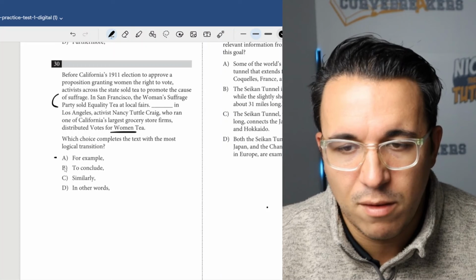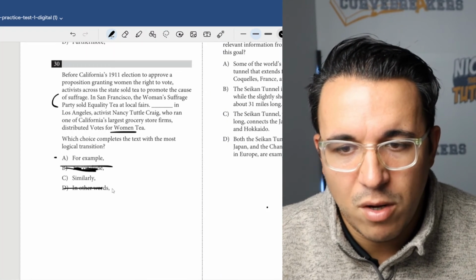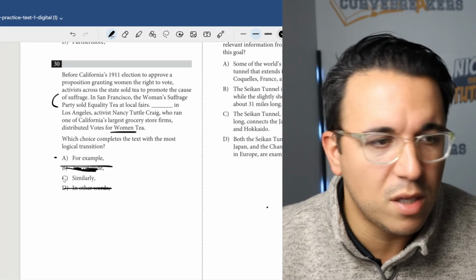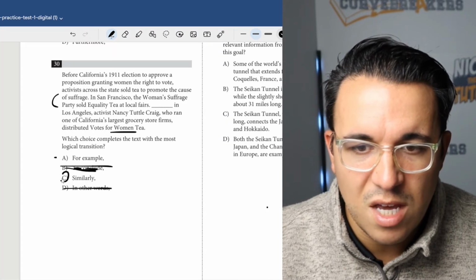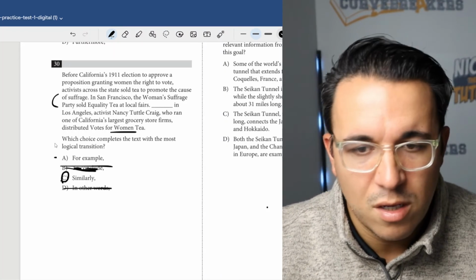It's not an example of the first thing. "To conclude," not sure that's going to be correct. "In other words," so it's not "in other words" because it's a different place, right? So we're going to go with C. "Similarly," it's two similar things. They did it in San Francisco, doing it in Los Angeles. So I'm going to go with choice C.